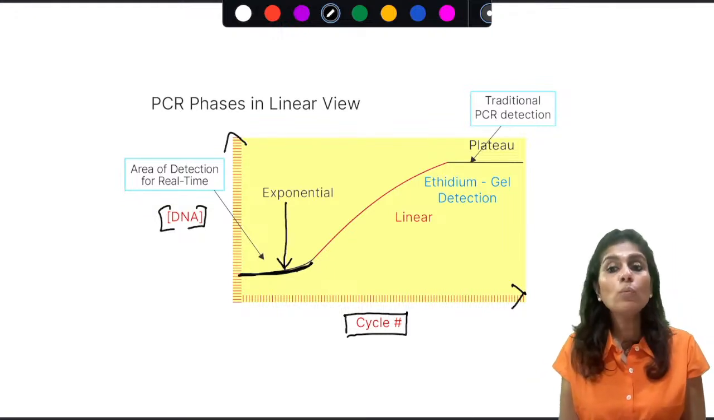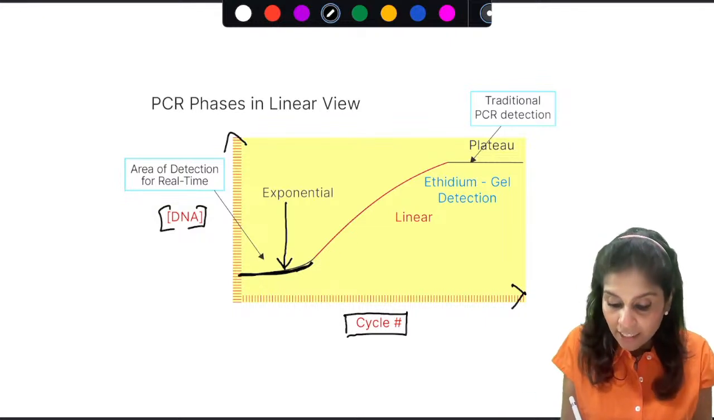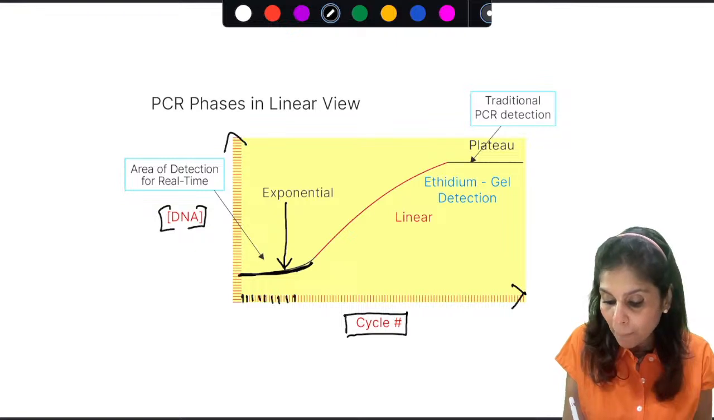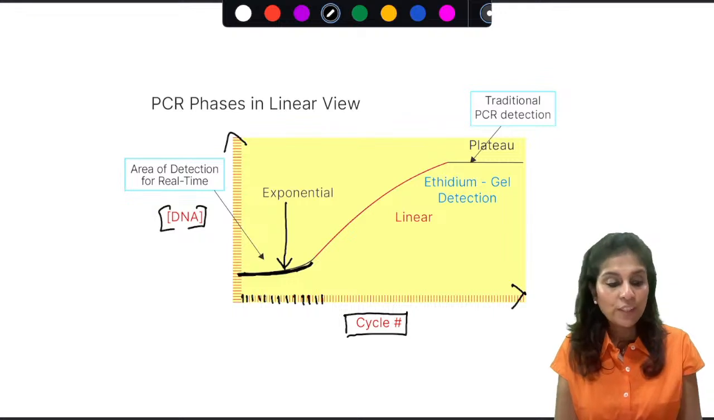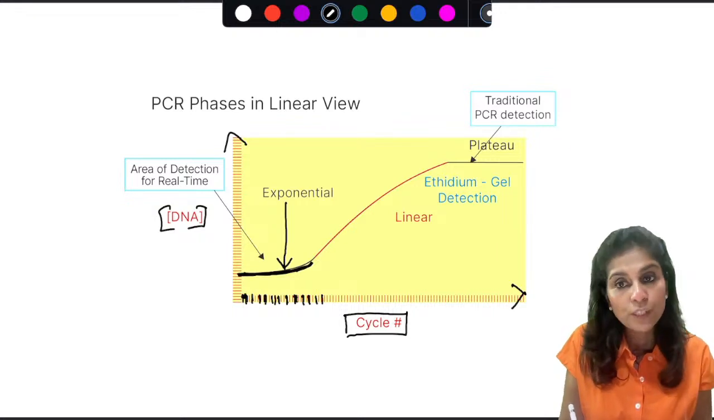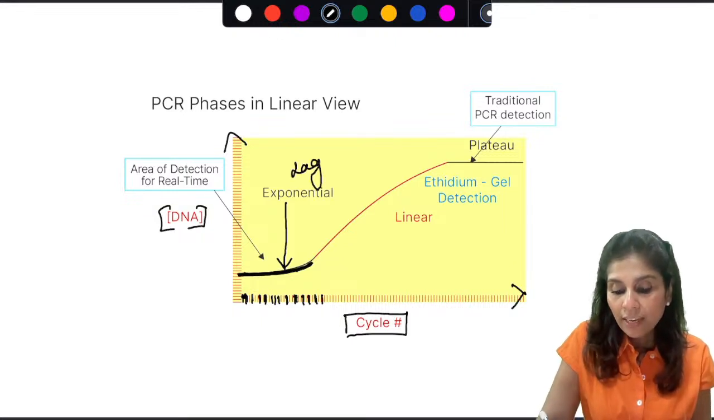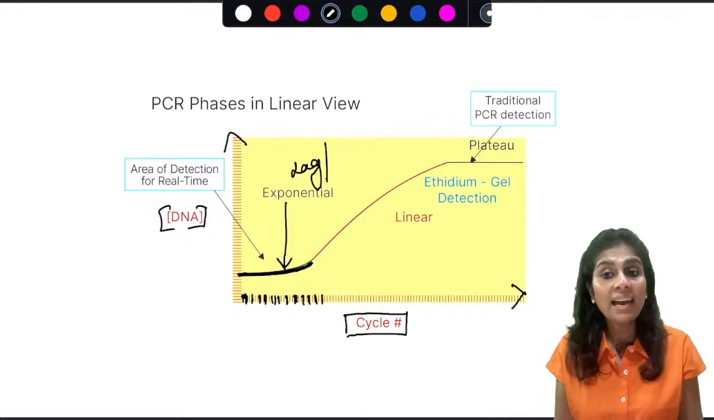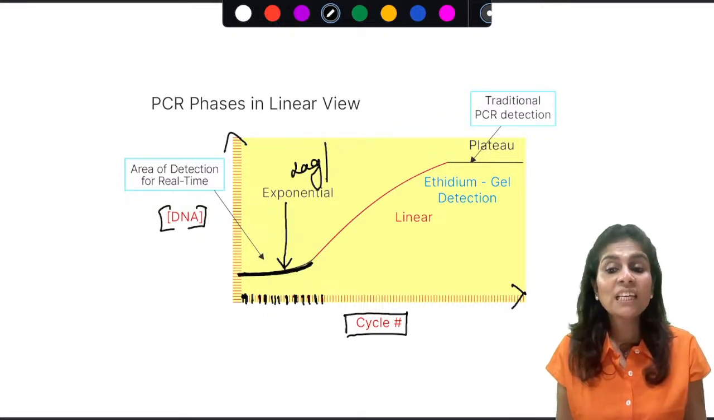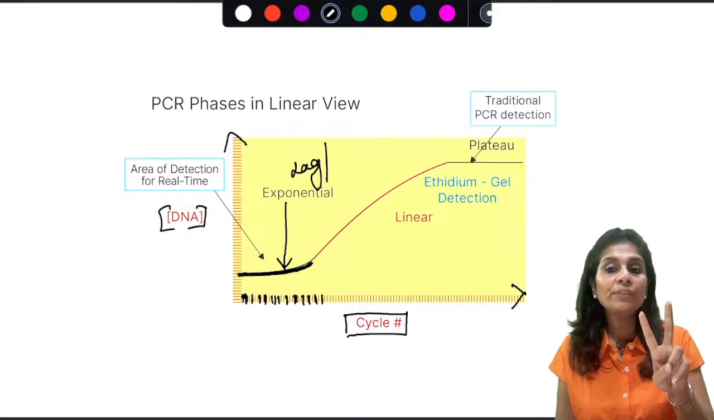And the reason behind why I'm calling it an exponential phase or a lag phase is that initially, in spite of there being an increase in the number of cycles, the number of products does not increase that much. Do you see that? That is why it is called an initial lag phase. If you're asking me why is there a lag to start with, it is because initially the number of template DNA available is less. Initially, there will be 1 or 2 copies of SARS-CoV-2 DNA.